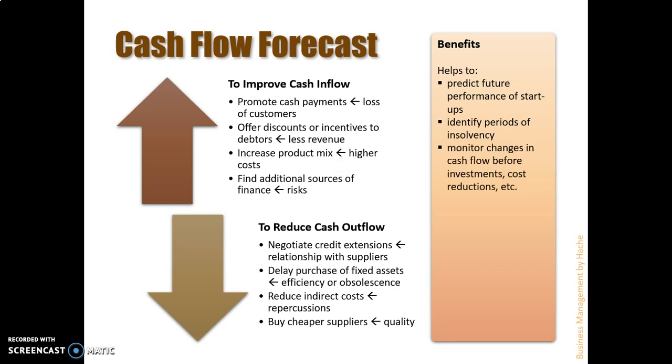You can monitor changes in cash flow before investments, cost reductions, or anything. So you can make changes in that very same chart and see what would happen in your cash flow. Even if you have a cash flow forecast and then start working, you can see how well it works.